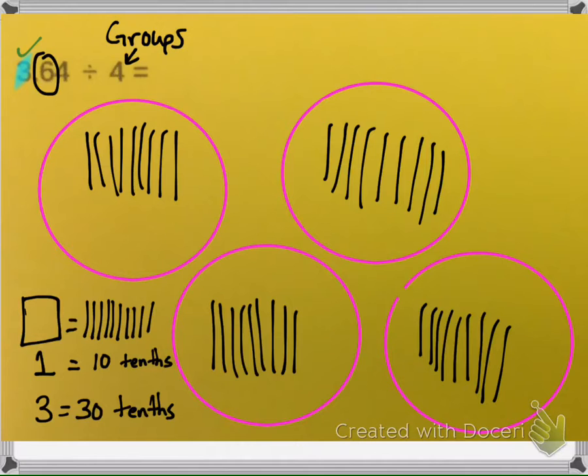Now if I count them, I end up with 9 tenths in each group. And that makes sense because 9 times 4 is 36. So that's 3 wholes and 6 tenths, or 36 tenths.